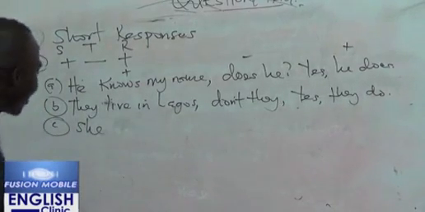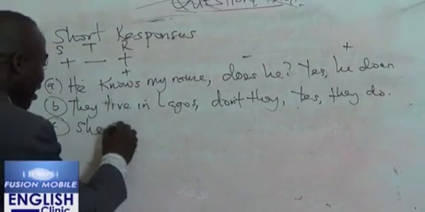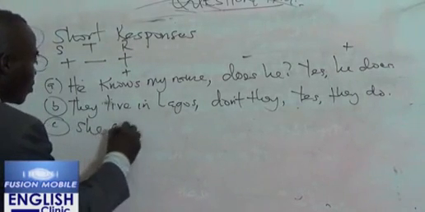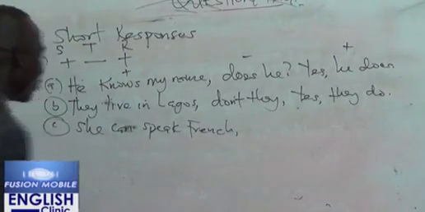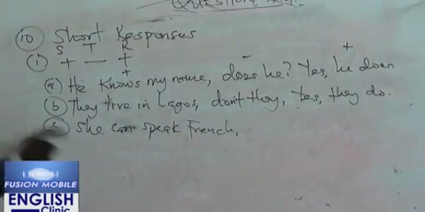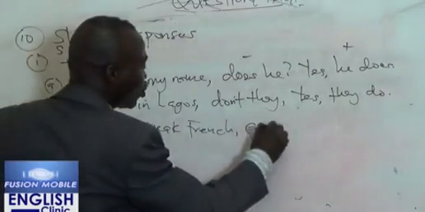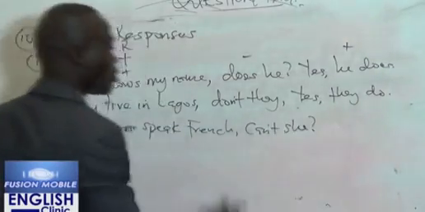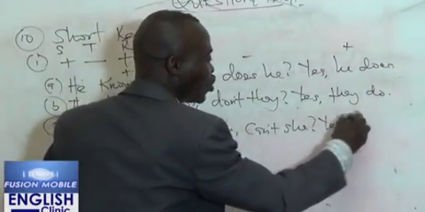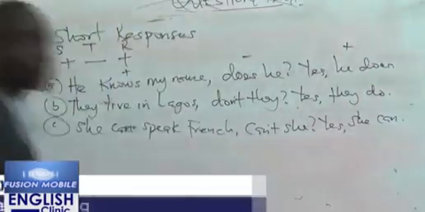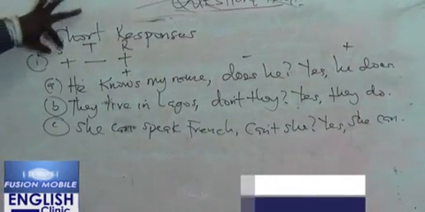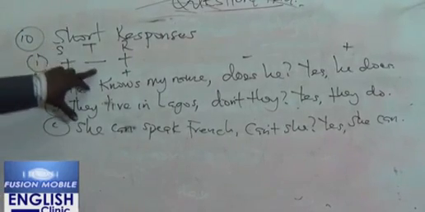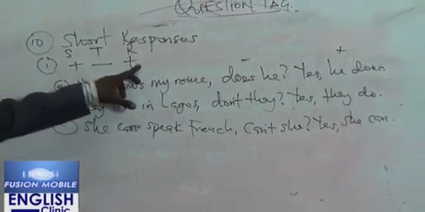Let me give another example. She can speak French. I want to use an example that has an auxiliary verb. The tag will now be: can't she? And the response will be: yes, she can. So the rule says that concerning short responses, when the statement is positive, the tag is negative, and the response is positive.